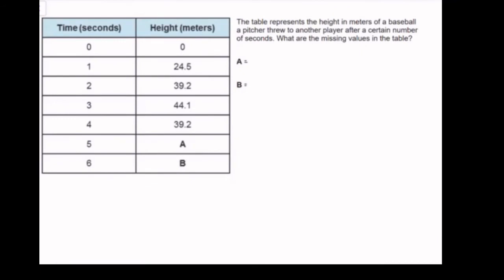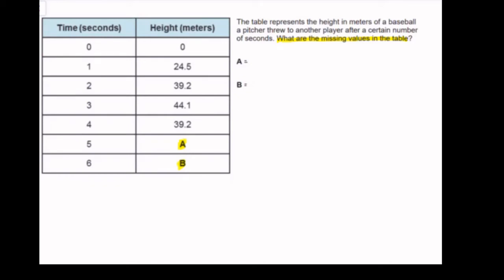In our next projectile motion problem, the table represents the height in meters of a baseball a pitcher threw to another player after a certain number of seconds. What are the missing values in the table? Finding the A and the B value. First, let's look at the x value in seconds. We know it goes from 0 to 6.